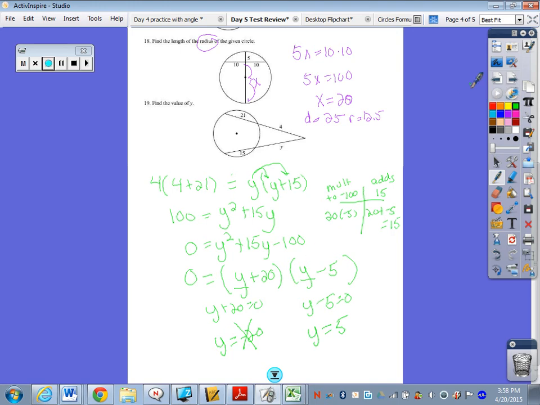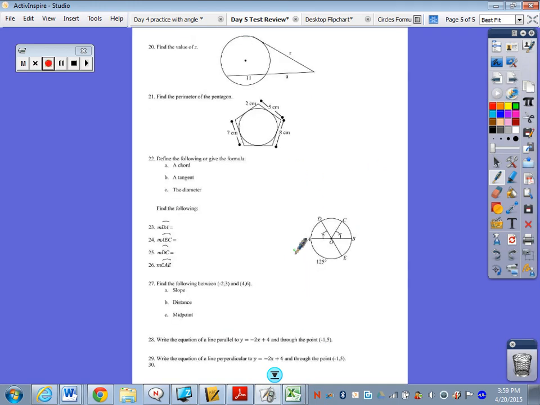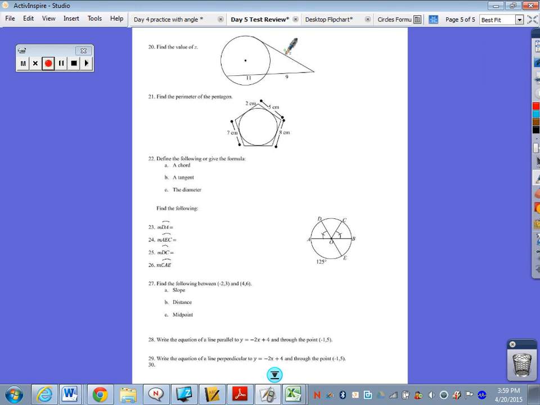And that would be your answer. Y is equal to 5. Okay, so number 20, this one we're trying to find x. X is a tangent, and then 9 and 11 make a secant.